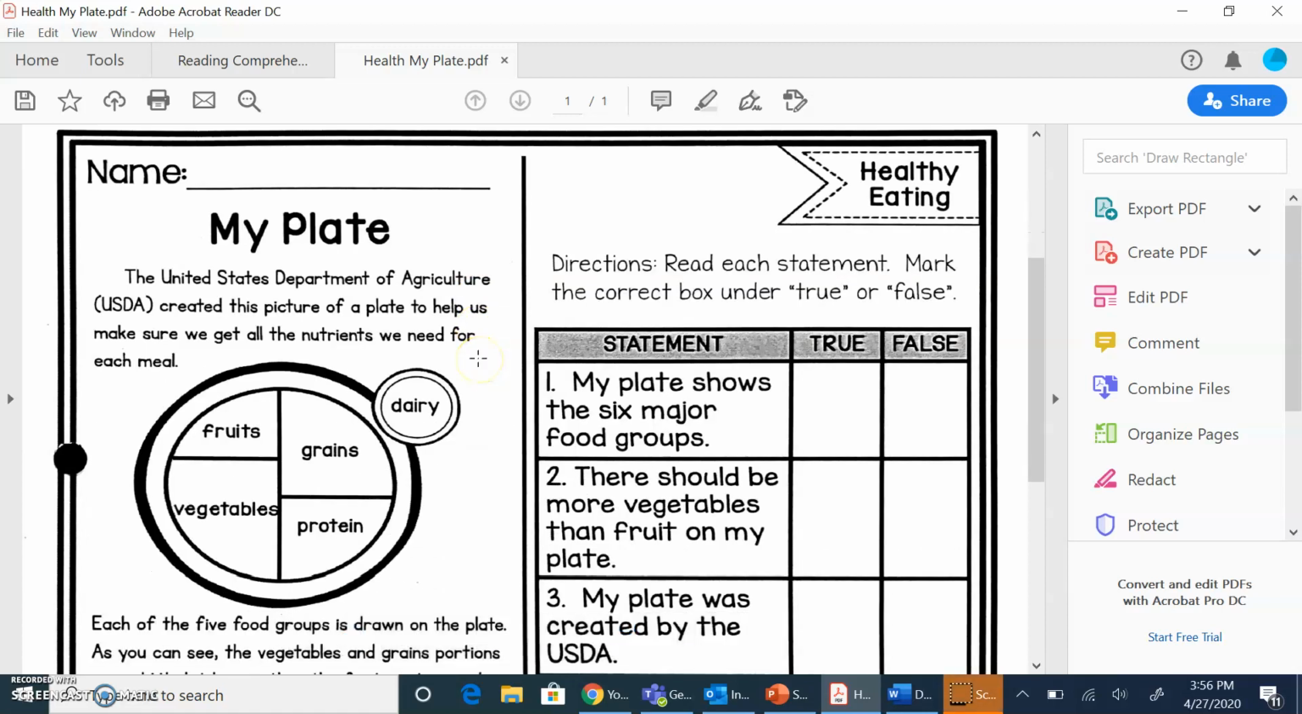Okay guys, so now for health, we are going to be talking about more nutrition. Remember last time we were talking about the 5 food groups. So we had fruits and vegetables, grains, protein, and dairy. All right, so my plate.